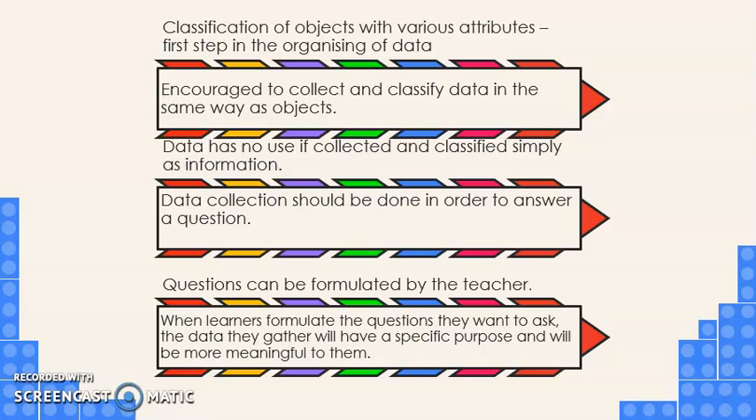Data, however, has no use if collected and classified simply as information. Data collection should be done in order to answer a question. Questions can be formulated by the teacher, but when learners formulate the question they want to ask, the data they gather will have a specific purpose and will be more meaningful to them. The first two steps in the cycle should preferably be initiated by the learners.